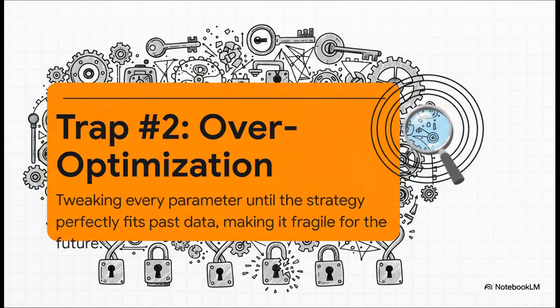Second, there's over-optimization. This is where every single parameter, the entry signal, the stop loss, the profit target, you name it, is tweaked and polished and sanded down until it perfectly fits the historical data. And what this does is make the strategy incredibly fragile. It turns it into that key we talked about, one that can only open one specific lock from the past.